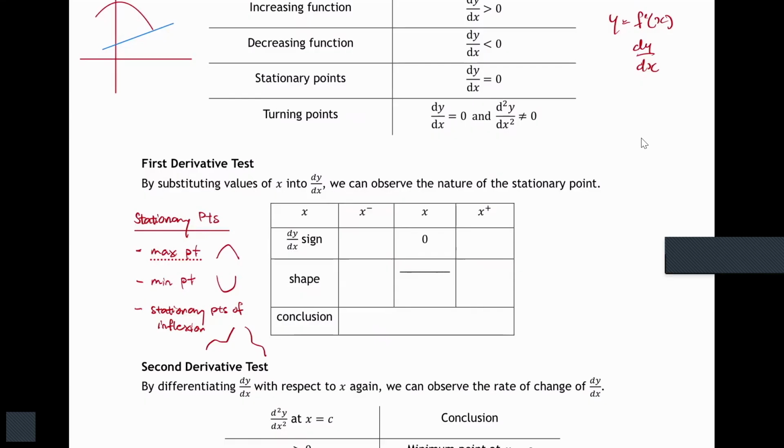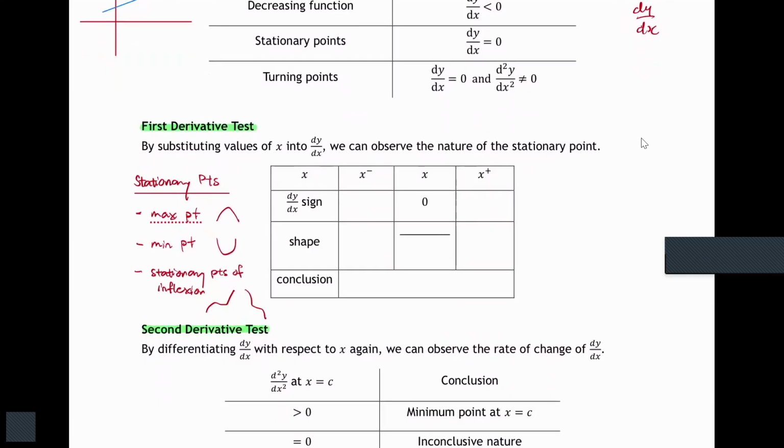In general, we want to use the first derivative and second derivative test to help us determine the nature of the stationary point. This is important. The table looks like this. You need to remember the important components, the columns and the rows of this table. Basically, for any stationary point, we know the corresponding x value of the stationary point, say the max point, when I have x equal to this value, I will have the gradient to be 0.